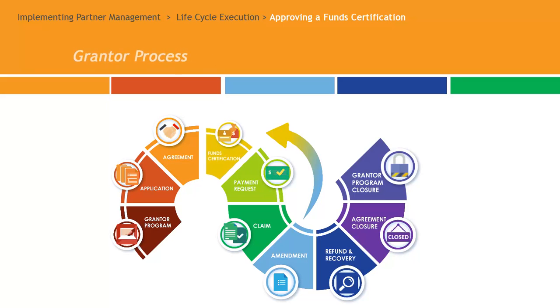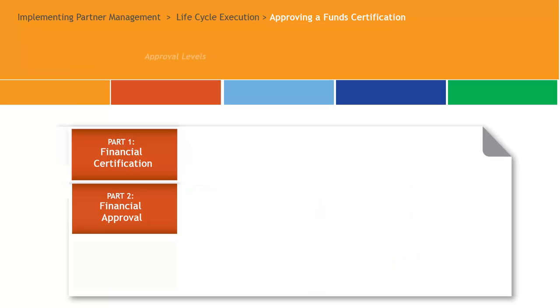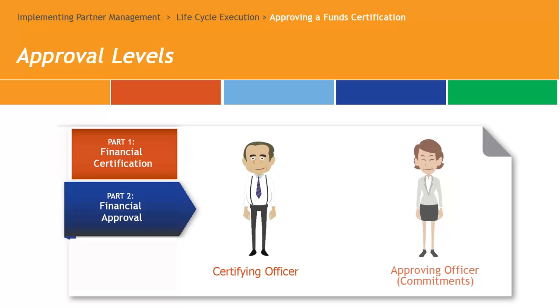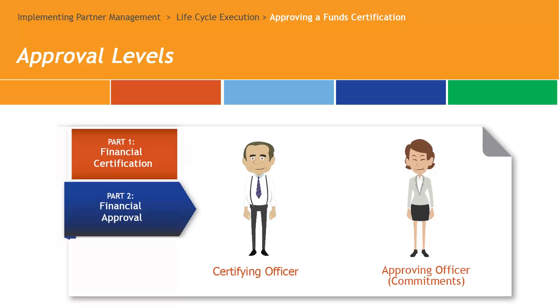Let us revisit the grantor process overview. You'll recall from a previous course that the fund certification has been submitted for approval. Now the approvers must review the request. For our UNEP training scenario, approving a fund certification requires two levels of approval. First, financial certification by the certifying officer, followed by financial approval by the approving officer for commitments.